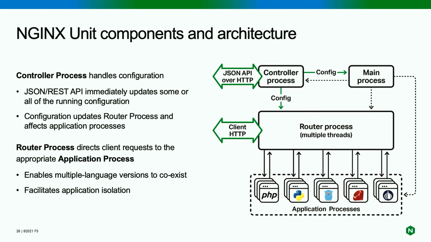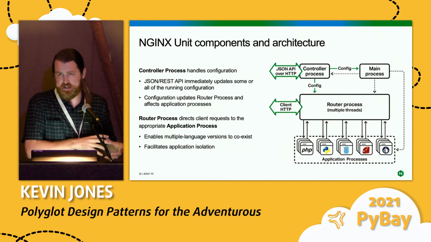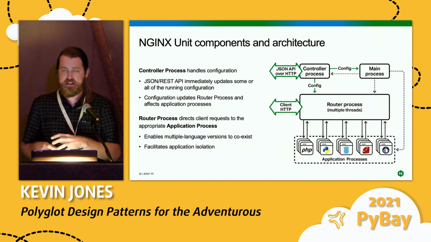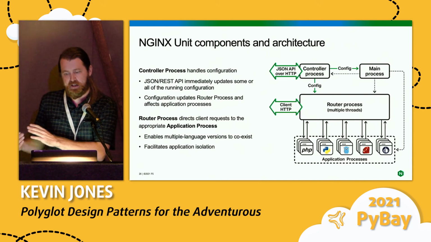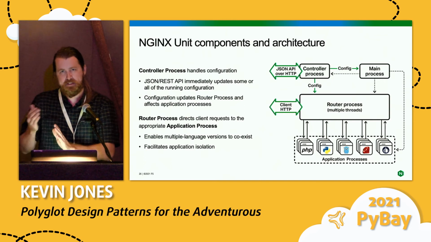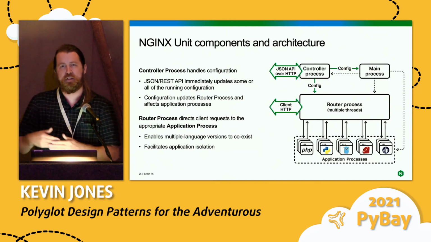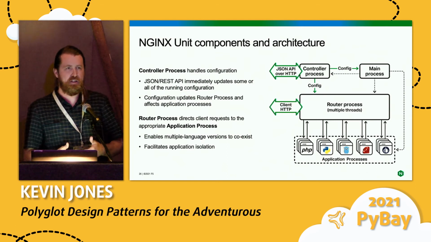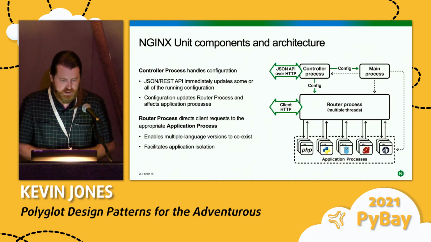It is a JSON REST API, and it happens in real time, and it handles gracefully as well. So if you make a change to one particular application, all the other applications will not be affected. They'll continue to operate. And as you make that API call, any existing connections that are handling the existing application will continue to be served. And then once those all trail off and new connections come through, they'll hit the new version of the application. So this allows you to do seamless upgrades without having to worry about any kind of downtime to the actual user.